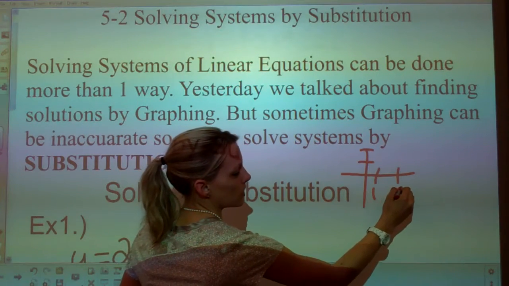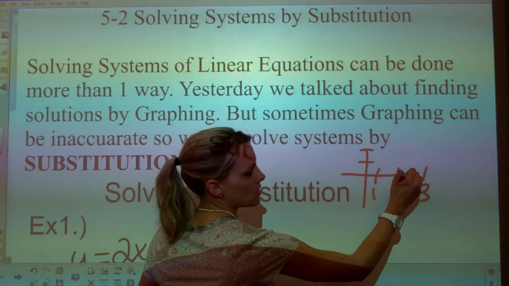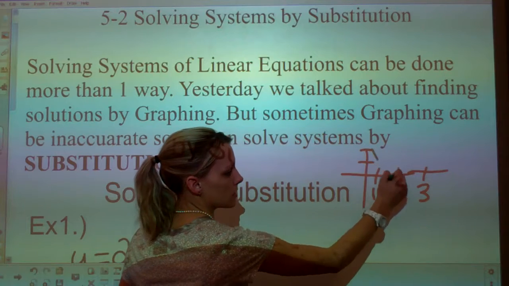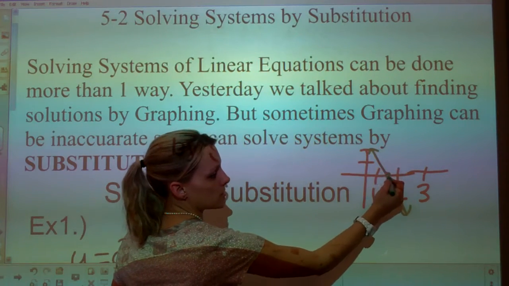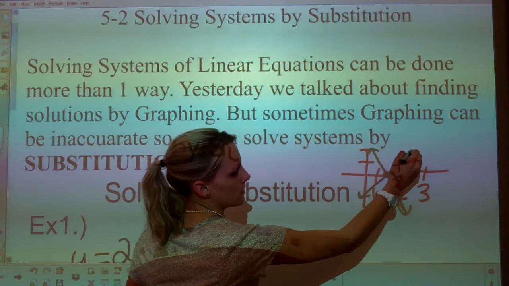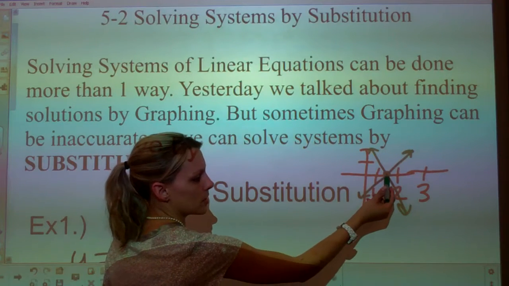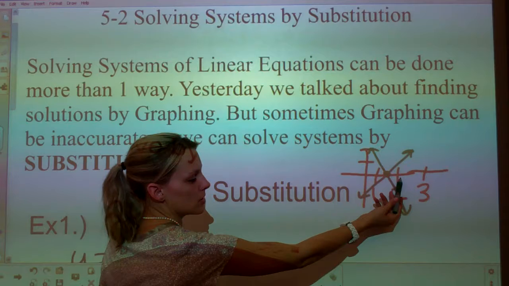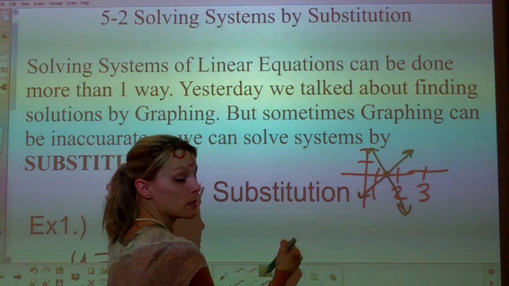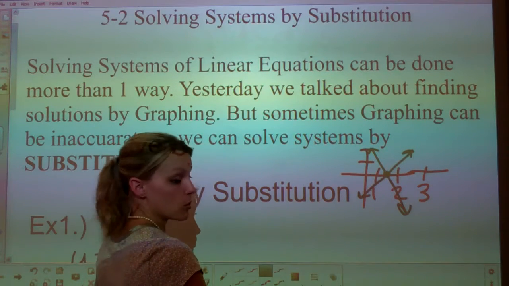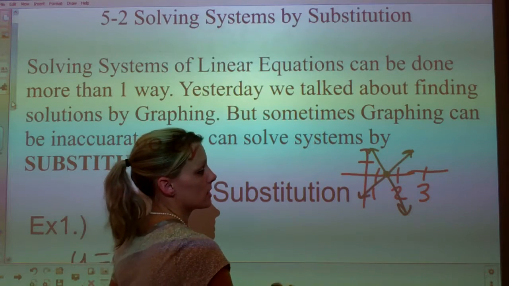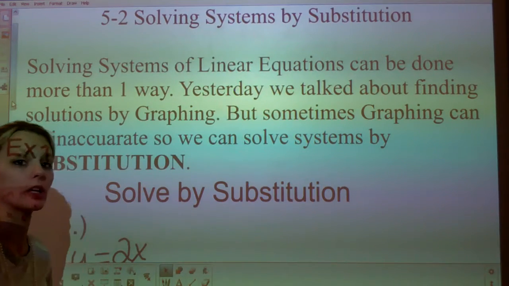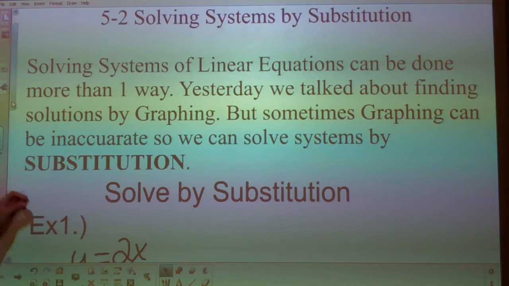if this goes by 1, 2, and 3, and so on, but your two lines cross at this point, if that's your solution to this system, your x value, you don't know if it's 1 or 2. It's in between. It might be 1.4, it could be 1.5, you're not sure. So solving these systems by substitution will give you a more accurate answer.